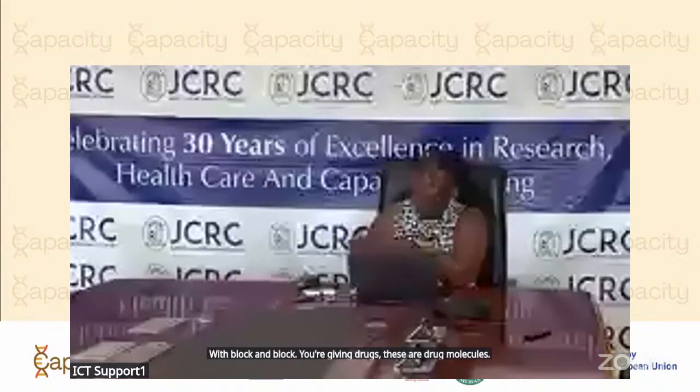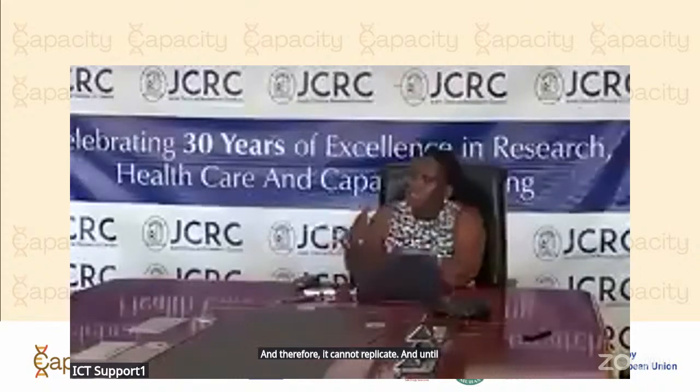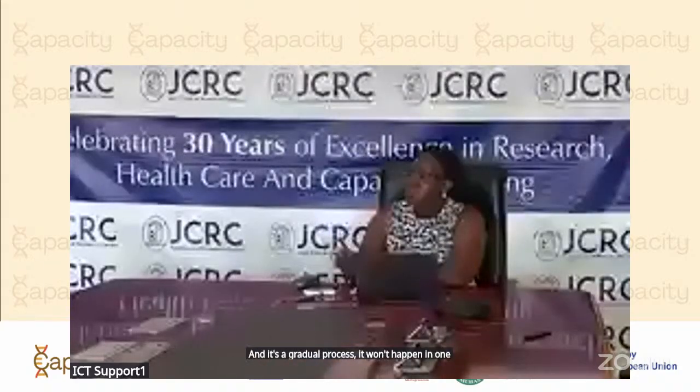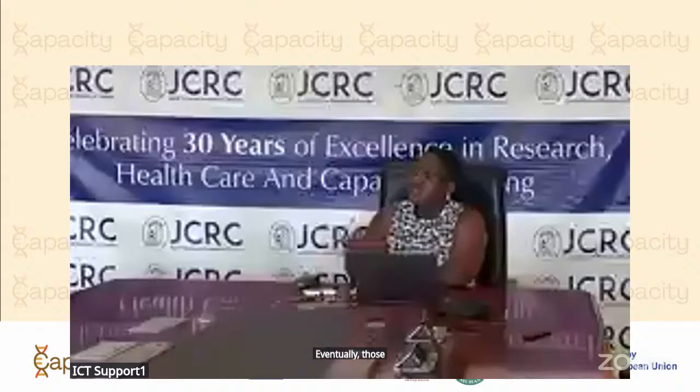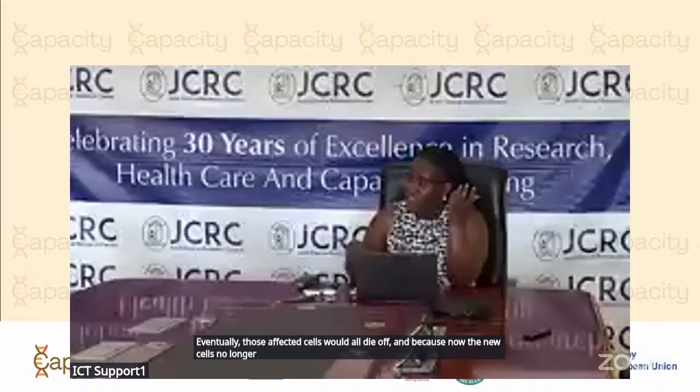With block and lock, you're giving drugs. These are drug molecules whereby they would make the virus go into deep latency, and therefore it cannot replicate. And until the point when these cells naturally die off, then that virus is also eliminated through that cell death. And it's a gradual process, it won't happen in one go. Eventually, those infected cells would all die off. And because now the new cells are no longer being infected, then you're cleared of HIV.